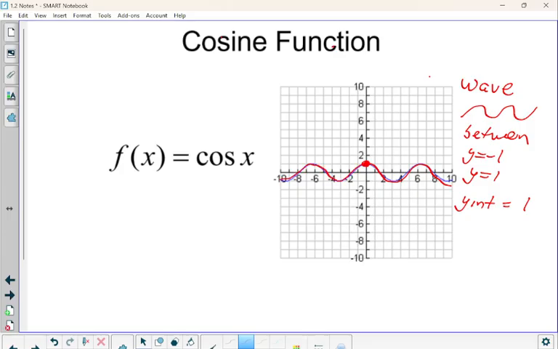Where does it cross the x-axis? I'm not worried about that for right now. We'll talk about that in the spring. The cosine function is a wave between -1 and 1 and has a y-intercept of 1.